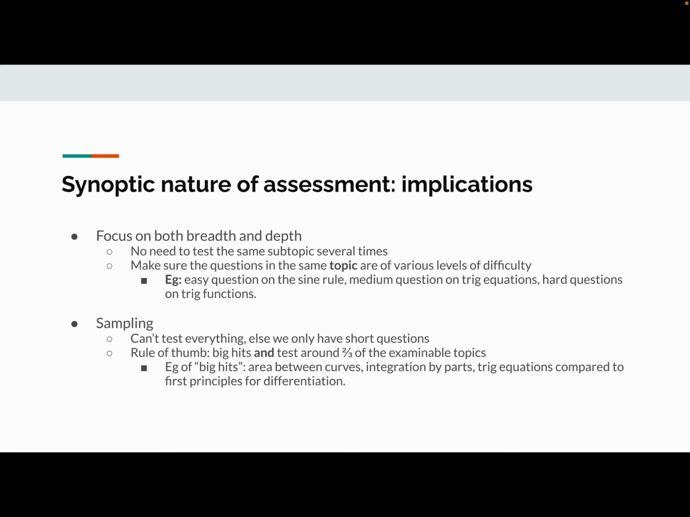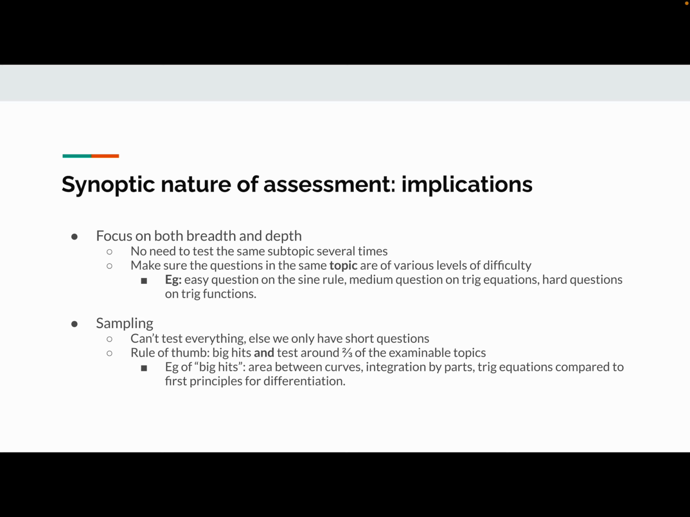It's also good to keep in mind that every single exam session, aka when you combine all the papers in a single sitting, in the single session. So for A level, 3 papers. For IB, 3 papers as well. For the AAHL course, you should test about 2/3 of all the examinable topics.